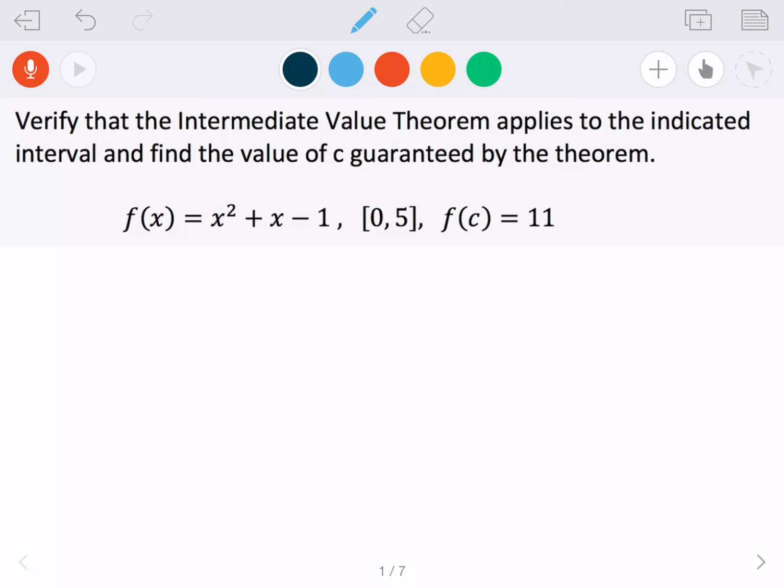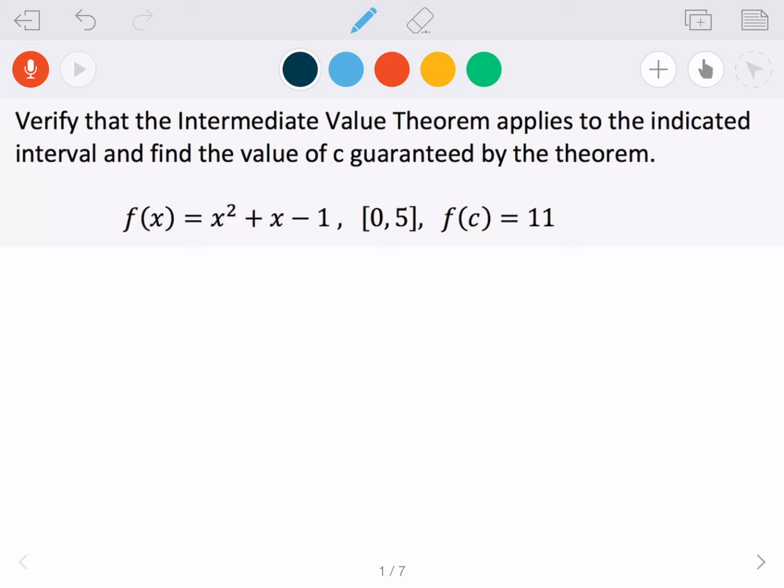All right, let's do a couple examples with the intermediate value theorem and the squeeze theorem. Let's start with this one. Verify that the intermediate value theorem applies to the indicated interval and find the value C guaranteed by the theorem. Here's what it means by verify.